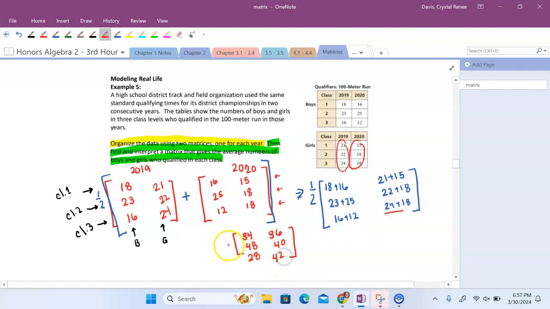Then I want to find the average, so I'm going to apply the scalar. When I do that, I get 34 times 1/2 is 17. 48 times 1/2 is 24. 28 times 1/2 is 14. 36 times 1/2 is 18. 1/2 times 40 is 20, and this then is 21.